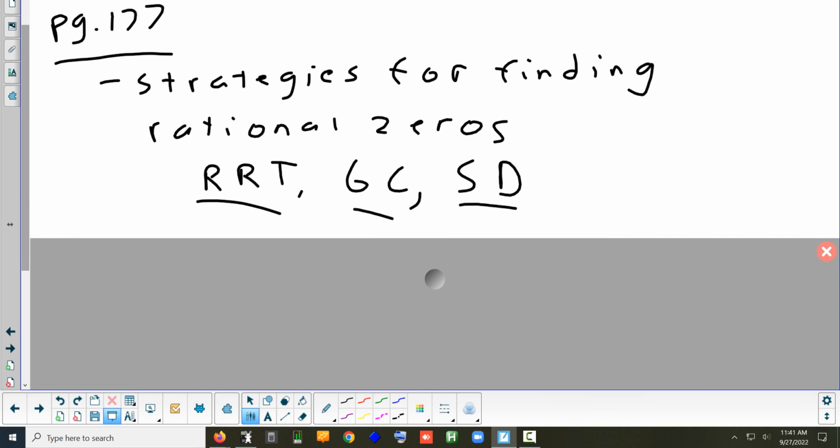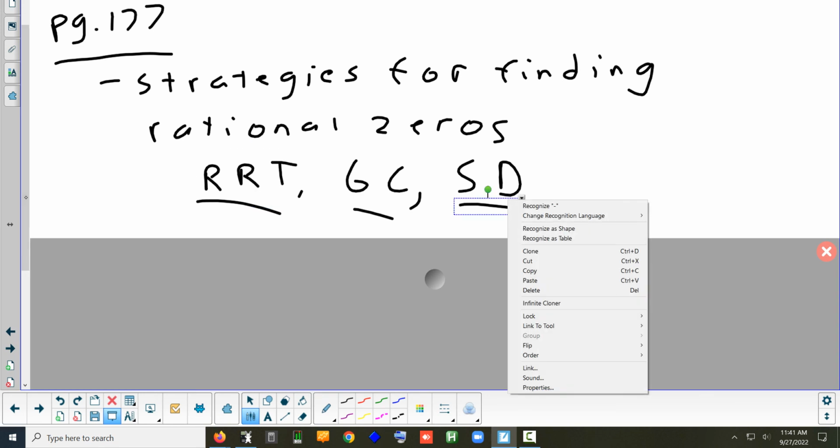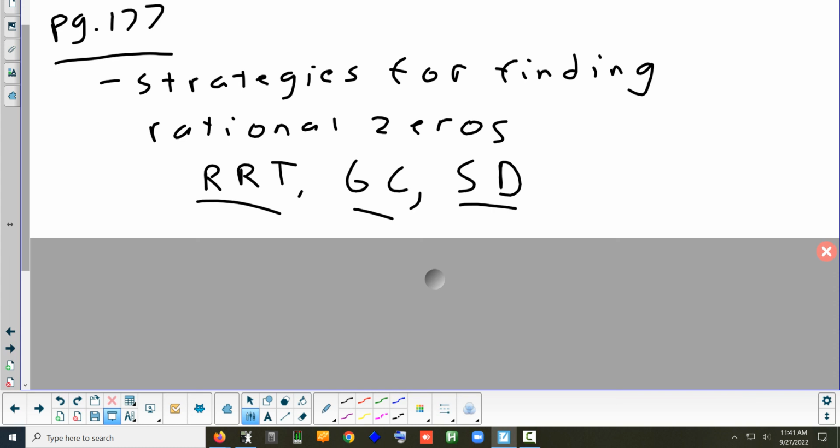We don't want to waste time trying every single possibility with synthetic division. It's going to take forever. Think of that first problem. You would have done 24 synthetic divisions and realized none of them worked. Use the calculator to eliminate some for you.